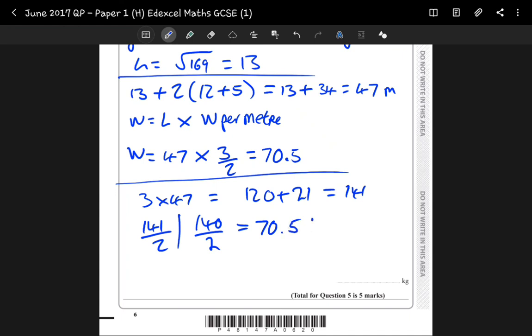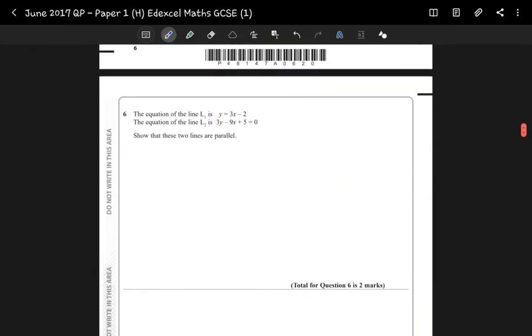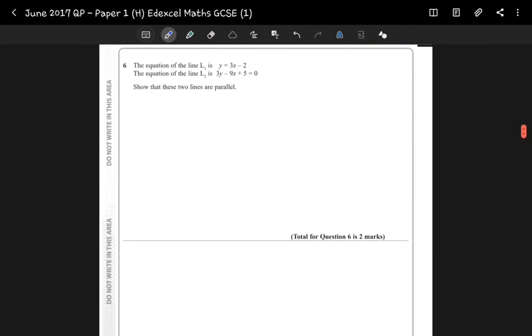And remember, the GCSE makes it all too easy for you guys these days, because in my day, you'd have to know to put the unit yourself. But no, here they give it for you anyway. So here we go, 70.5. And that's the answer, 70.5 kilos.